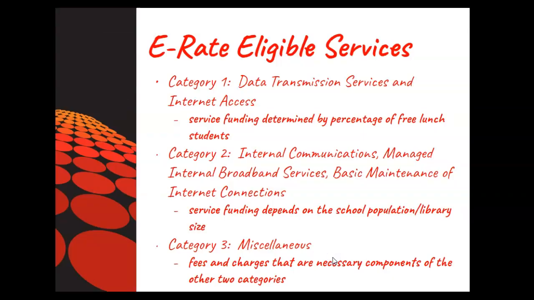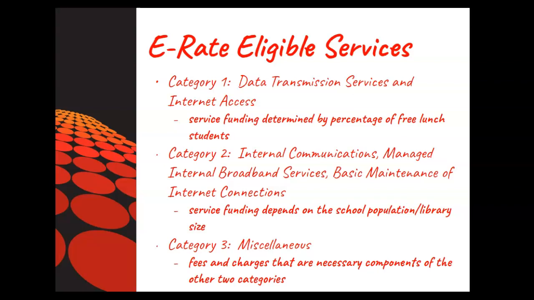So E-rate has 3 categories for their eligible services. Category 1 is data transmission services and internet access. So just having those things, the servers and things like that that you need, having an internet provider, those services you can get funds for, and it usually is determined by the percentage of free lunch students within your district or school, depending on how your district applies for those funds.